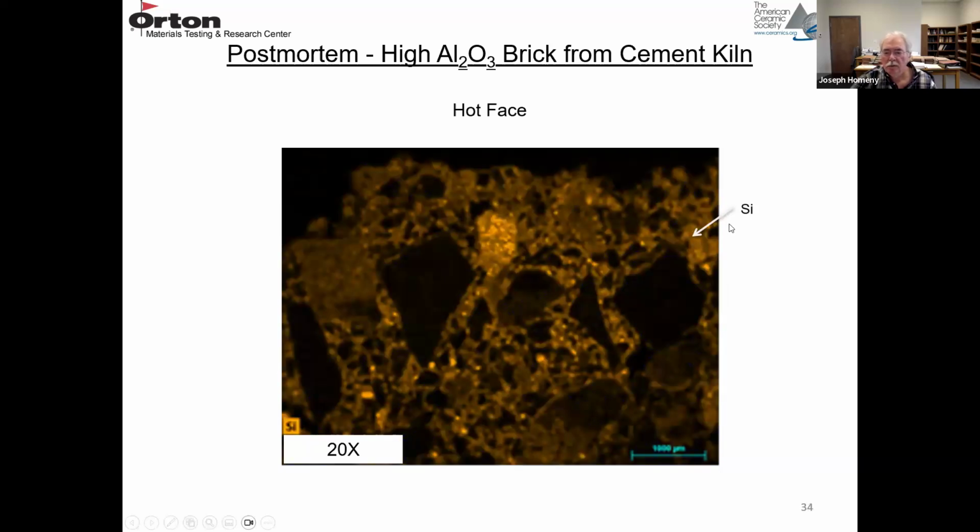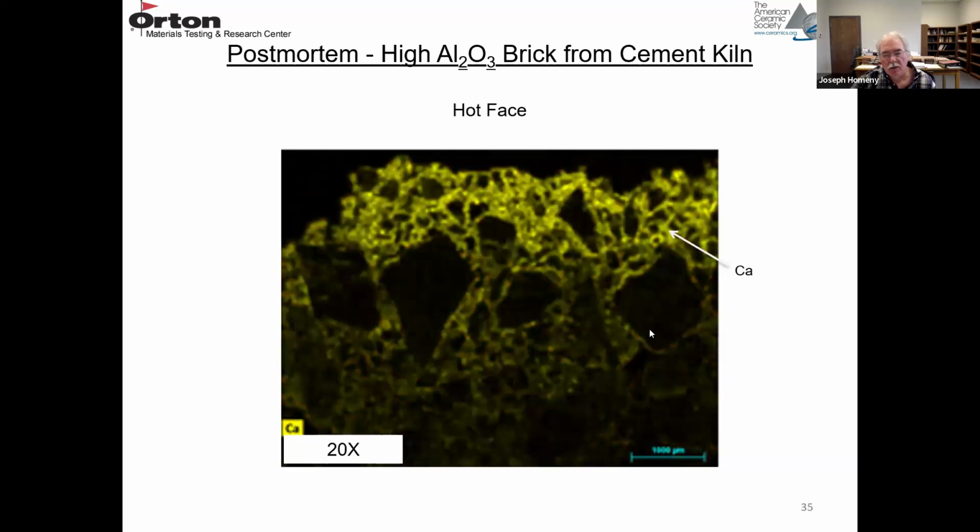The SiO2 in yellow or orange here is in the matrix between the coarse aggregates. So this black area was the coarse aggregate, so it's in the matrix. And you can see how the lime here in yellow is infiltrating into the refractory. This is right at the hot face. There's quite a bit of lime in the matrix, but it's diffusing in.